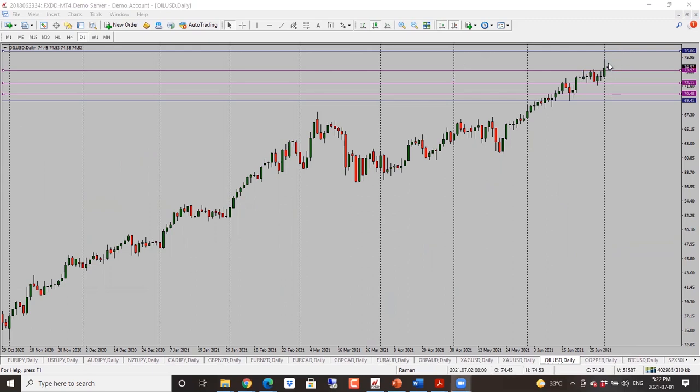There is a pin on the top here, so that's the only concern. It could retest the high of the candle at 76 and drop from there. So watch out for that. But for now, it is maintaining that upward momentum still. So bullish bias for oil.